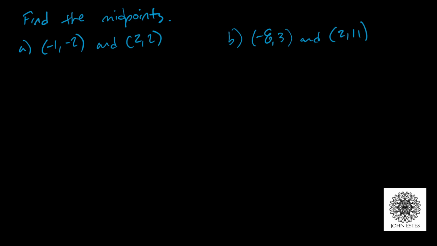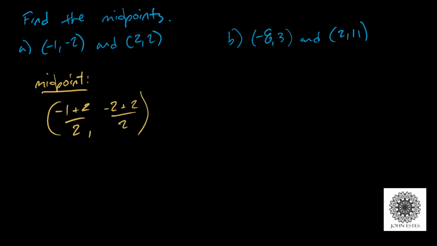Alright, so in part A we have negative 1, negative 2, and 2, 2. So the midpoint is just going to be, again, x sub 1 plus x sub 2 over 2. There's my x-coordinate. The y-coordinate is y sub 1 plus y sub 2 over 2, just like that.